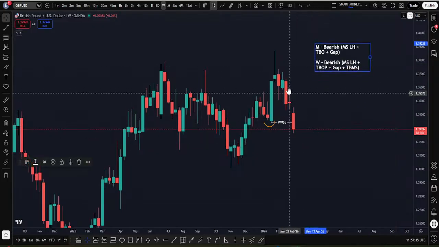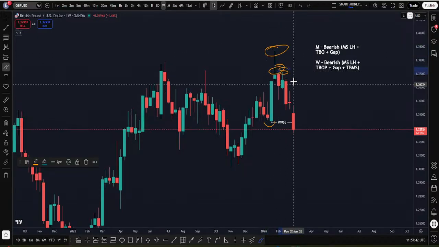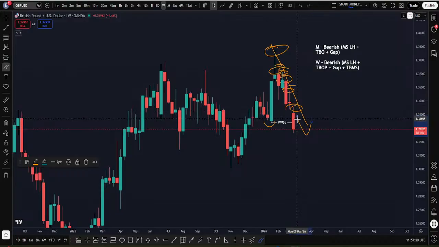So at the moment, the monthly and the weekly are demonstrating to me that we could still be on this bearish run. Look at this. Lower high, lower high, lower high, lower high, lower high. So all of this is telling me that potentially price is moving to the downside.